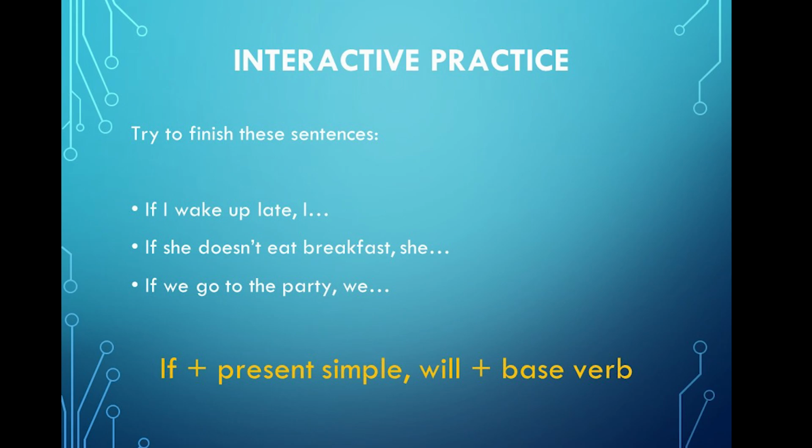Now it's time to practice. I'll say the first part of a sentence and you try to finish it in your head. Or even better, write it in the comments. First, if I wake up late, I. Second, if she doesn't eat breakfast, she. And the last one, if we go to the party. Use your own ideas. Remember the structure: if, present simple, will, base verb. I'll be checking the comments, so give it a try.